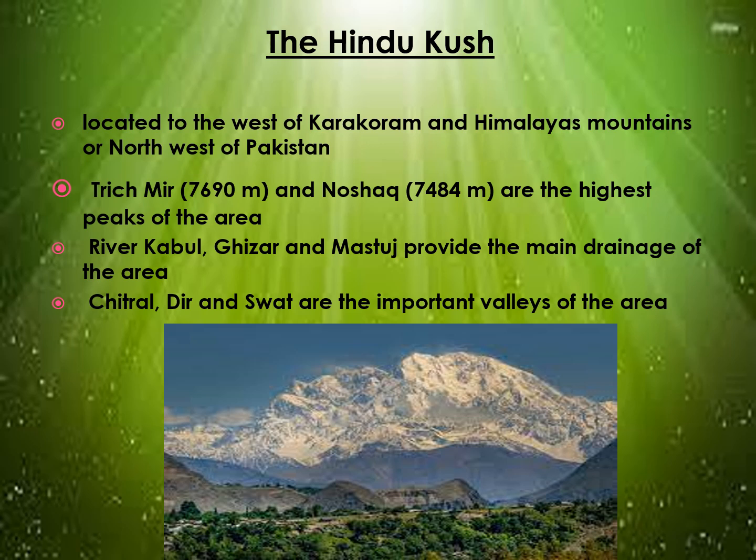There are some rivers like Kabul, Kunar, and Mastuj. There are some important passes like Broghil Pass, Shandur Pass, and Babusar Pass over there. Precipitation is in the form of snowfall, particularly in winters. Chitral, Dir, and Swat are the most important valleys of this area.